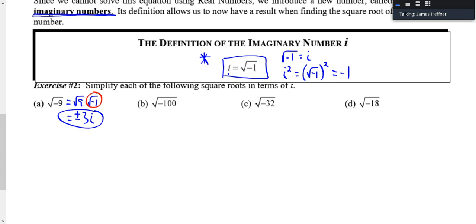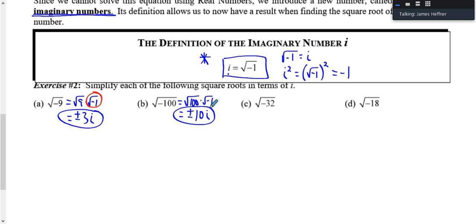Let's try the square root of -100. Well, that would be the square root of 100 times the square root of -1, if we break it out there. And what do we get here? What's the square root of 100? 10. Well, remember, plus or minus 10. Okay, yeah. And i for the square root of -1. You with me?